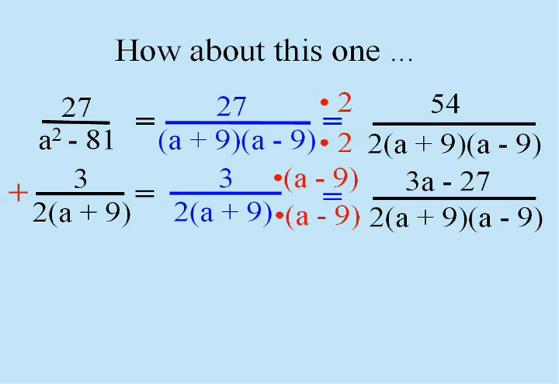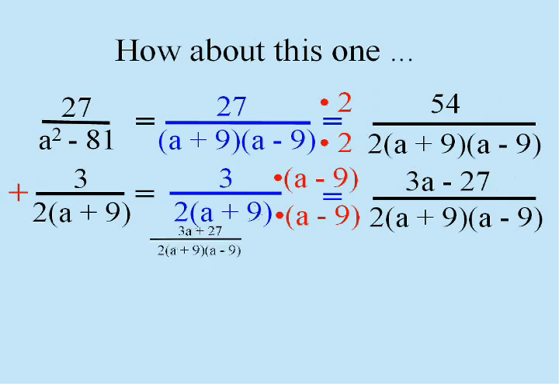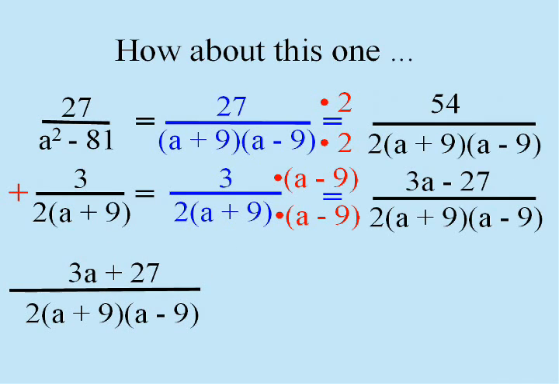Now let's add 54 and 3a minus 27. You can only put the 54 with the negative 27. And I get... Is that your final answer? Well, I'm not sure if I can cancel or not yet.